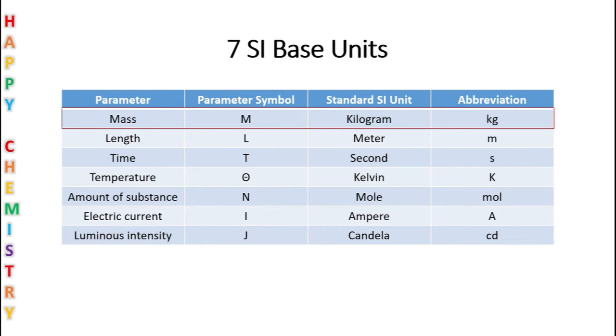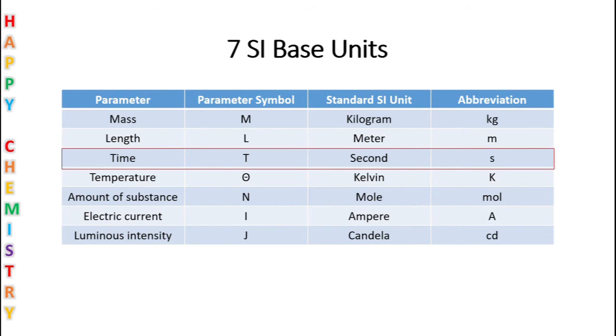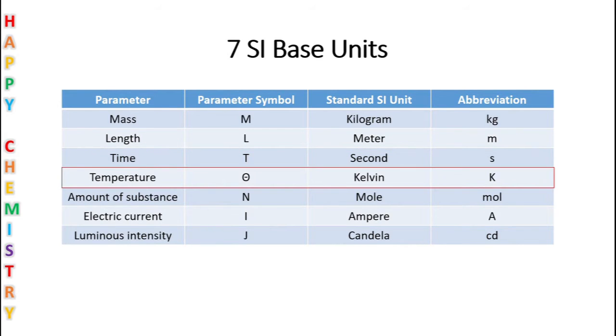Standard unit is kilogram, which is abbreviated by simple letters kg. Second parameter is length, which is denoted by capital L. Standard unit is meter, which is abbreviated by simple m. The third parameter is time, which is denoted by capital T. Standard unit is second, which is abbreviated by simple s. Fourth parameter is temperature, which is denoted by capital theta. Standard unit is Kelvin, which is abbreviated by capital K.